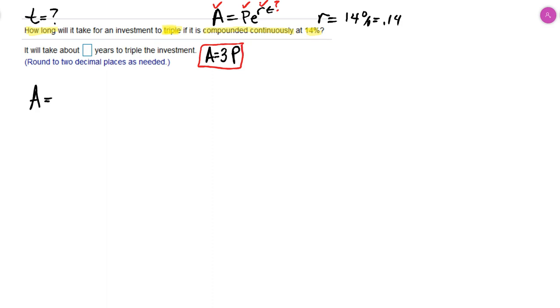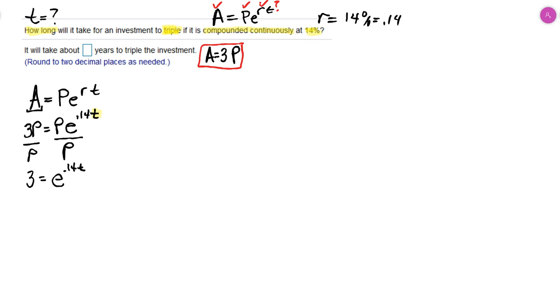So my formula, A equals P e to the RT, I'm going to change the A to 3P to represent tripling what I started with. The P I'm going to leave alone. I'll substitute in for R 14%, 0.14, and T is my unknown value. Now my goal is to solve for T. I want T by itself. In order to solve, I'm going to get rid of that P by dividing both sides by P. That cancels out P on the left, and it also cancels out P on the right. So even though we don't know the starting amount, we don't need it.